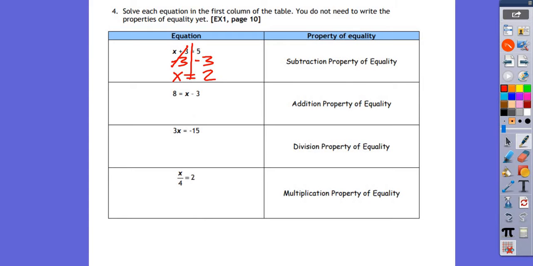Okay, moving to the next one, is X married? No. Does X have any children? Yes, it has a negative 3. How do I move that over? Addition. Add 3, or a positive 3. X is alone, and X equals 11. Why did they call it the addition property? Because you ended up adding. You added both sides and didn't leave anybody out.